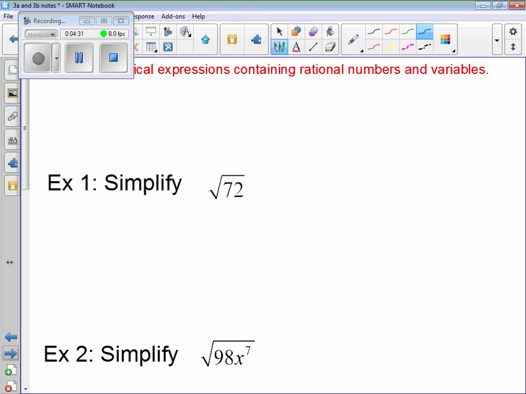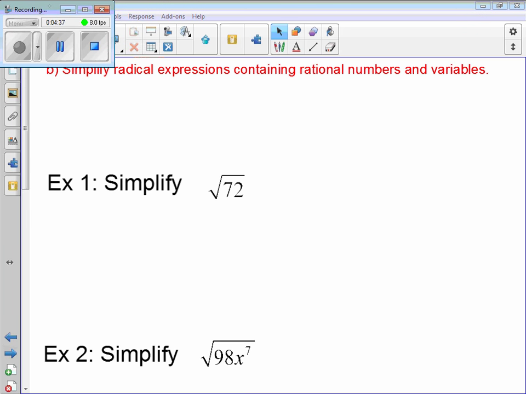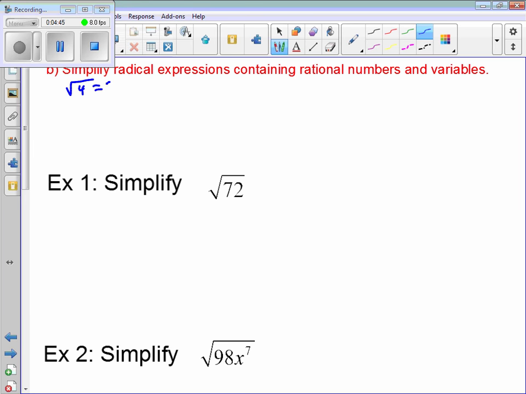Moving on, now we're going to simplify radical expressions. You already know, like, square root of 4 is 2, square root of 9 is 3, square root of 16 is 4, and so on. Keeps going. There's a couple different ways you can do this. I'm going to teach a tree method. A lot of you probably learned that in Algebra 1.